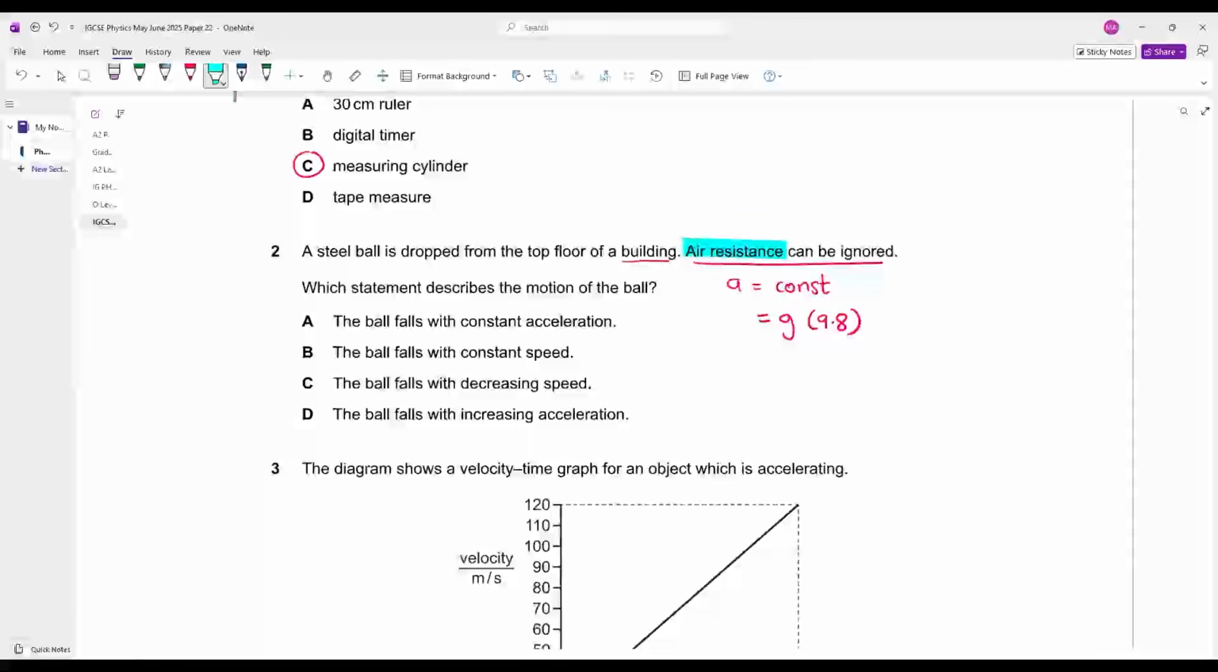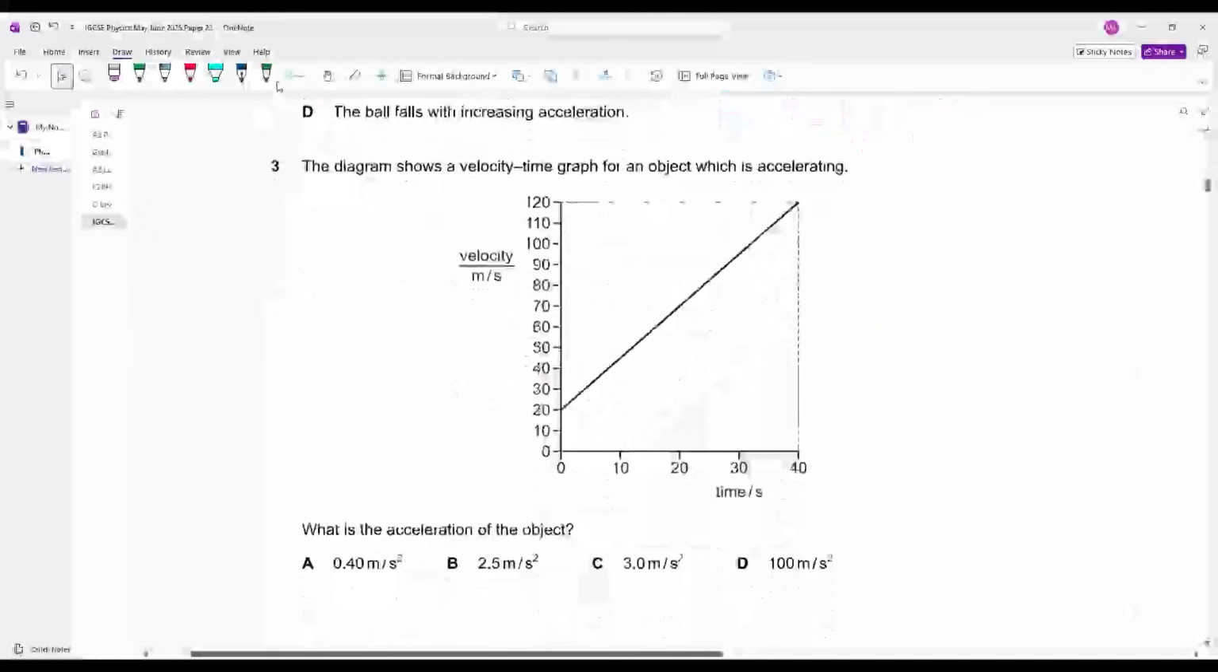Whenever air resistance is ignored, your acceleration becomes a constant value. That constant value is equals to the gravitational field strength on that planet. For Earth, the gravitational field strength is 9.8 meters per second square. Any answers like that, the balls fall with a constant acceleration. A is your answer. Okay.